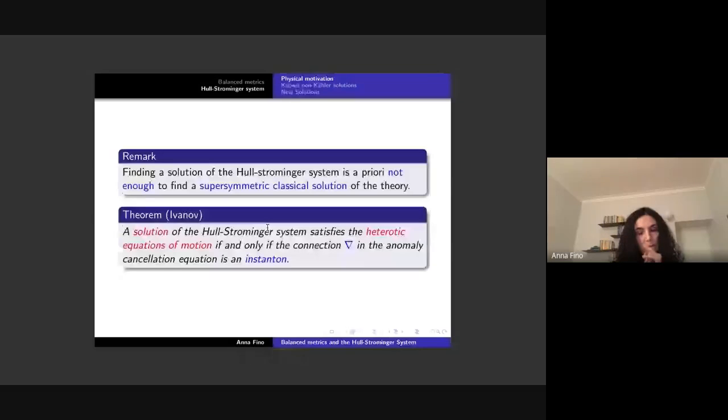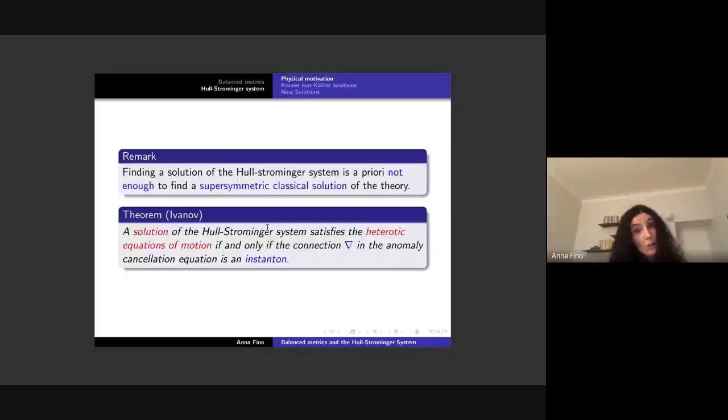But I want to say that, in fact, this is not the right thing for physics, because if you want to find a solution of the Hull-Strominger system, it is not enough. You need to impose an extra condition that was remarked, I think, the first time probably by Ivanov. Ivanov showed that a solution of the Hull-Strominger system satisfies the heterotic equations of motion if and only if the connection nabla in the anomaly cancellation equation is an instanton, an SU(3) instanton. So the curvature two-form has to be in su(3), so it is also a Yang-Mills connection.